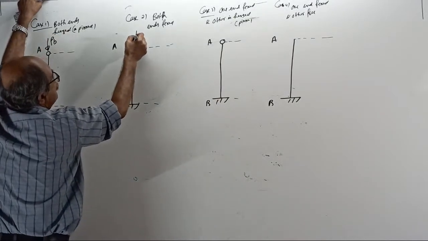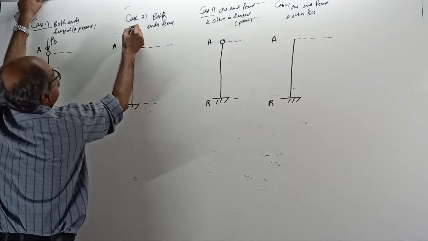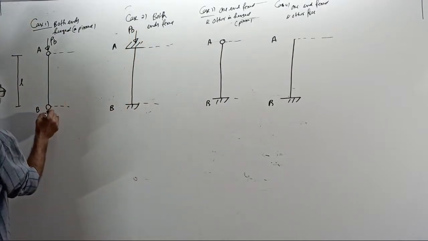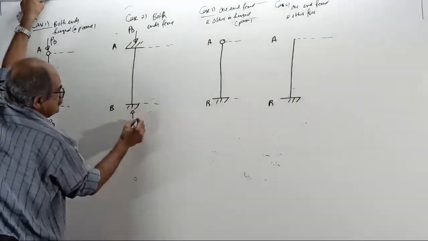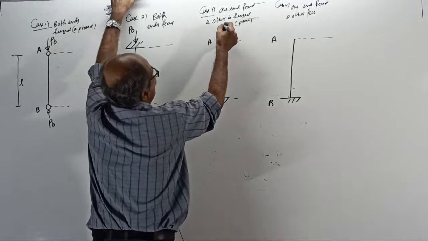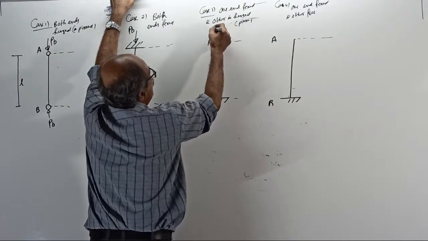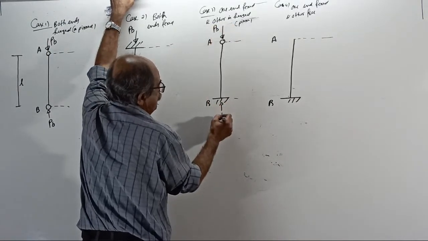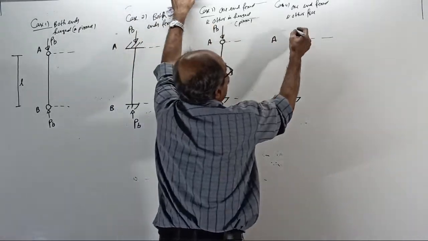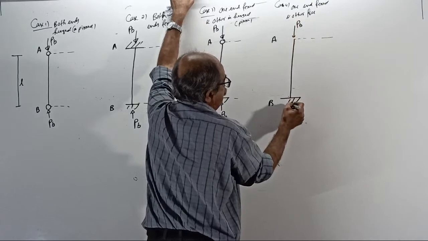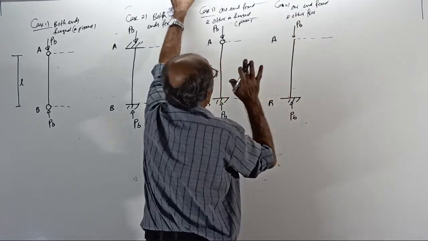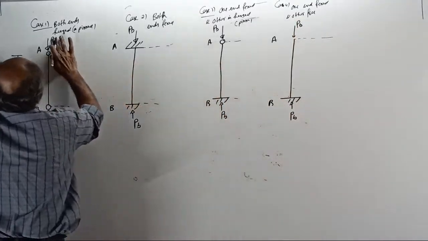Everywhere, I will apply buckling load PB. If that is PB, this also is PB. Be careful. Here, if this is PB, this also is PB. Notice, this is before buckling. Remember, this is before buckling. Oh, sorry, before buckling, I will write only P.